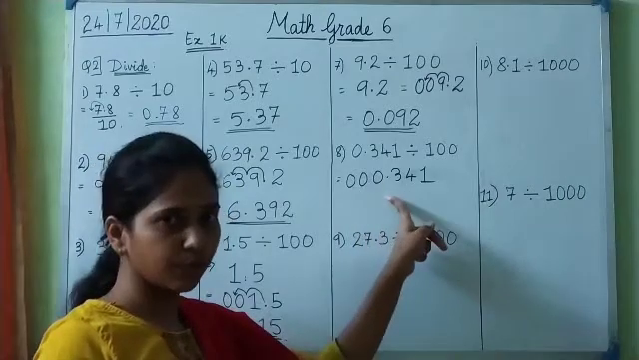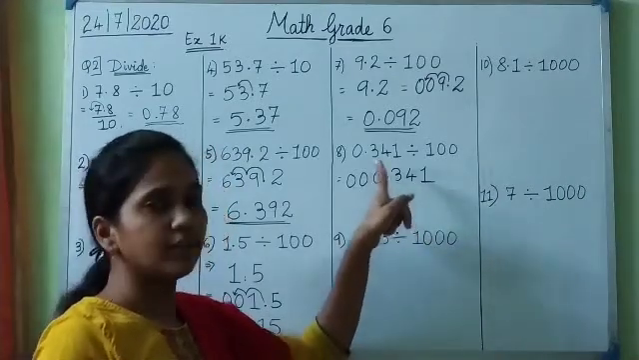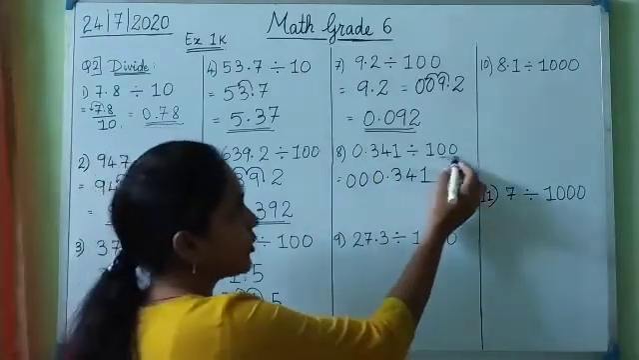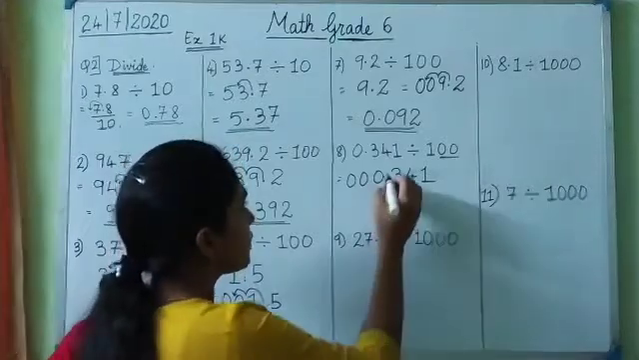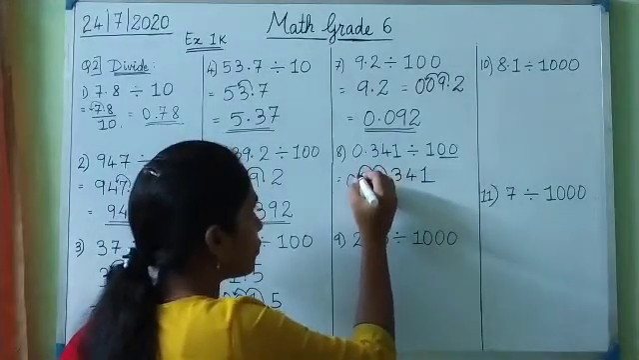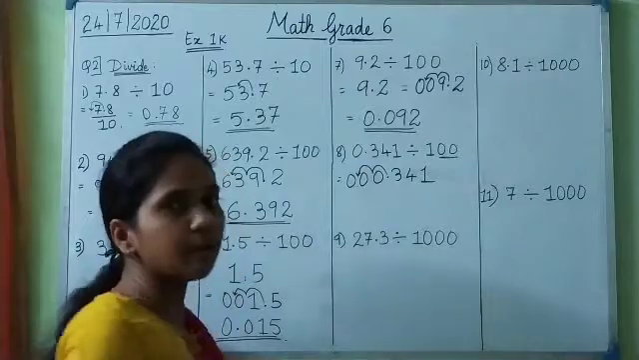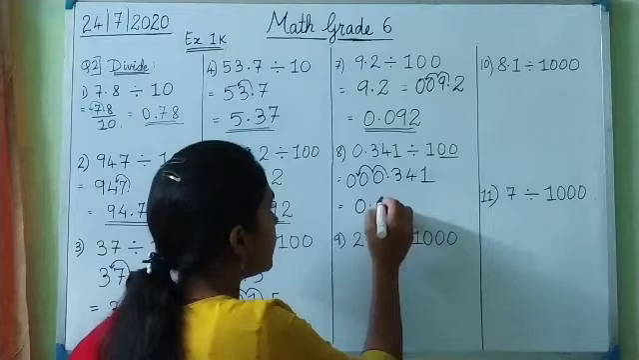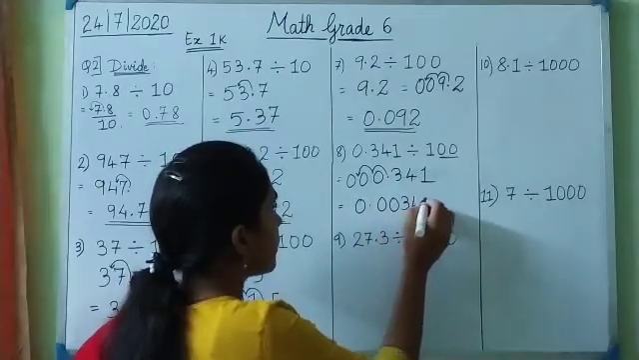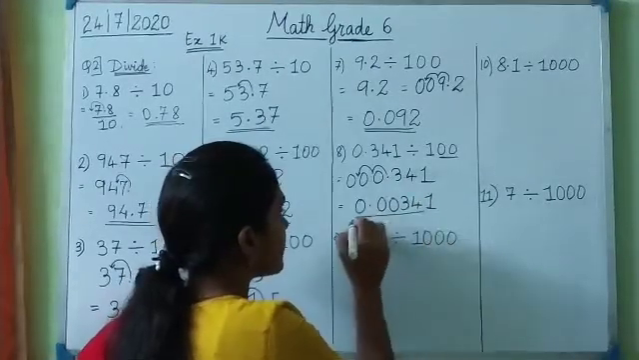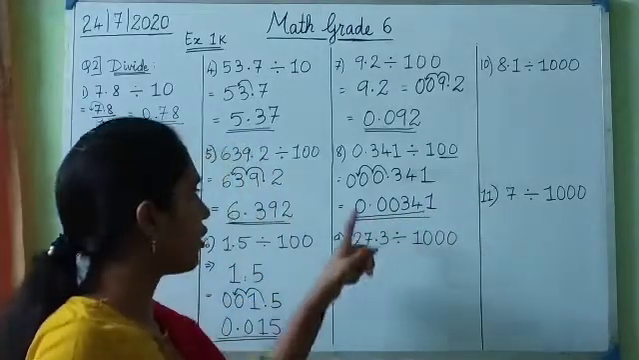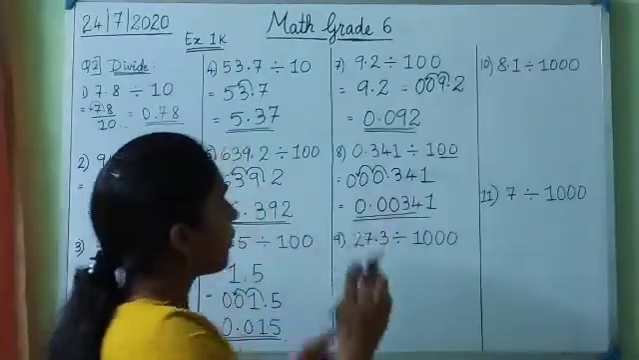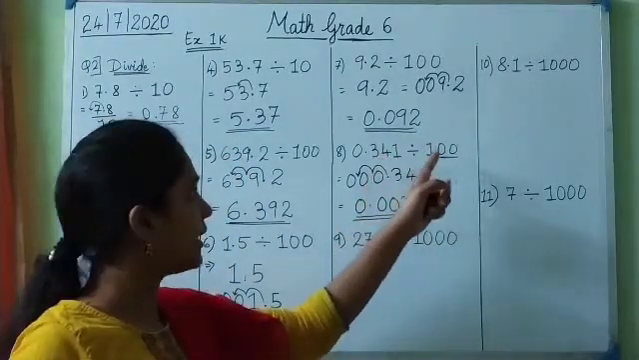Now there are 3 digits before the decimal point, so I can shift the decimal point 2 times towards the left, right? So after shifting by 2 times, because there are 2 zeros in 100. Okay. So after shifting this by 2 times, 1, 2. So the decimal point will come here now. Okay. So the number becomes 0.00341. This is read as 0.00341, not 0.341. Okay. So this is the answer when 0.341 is divided by 100.